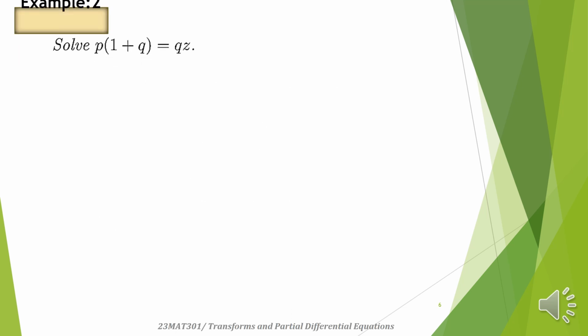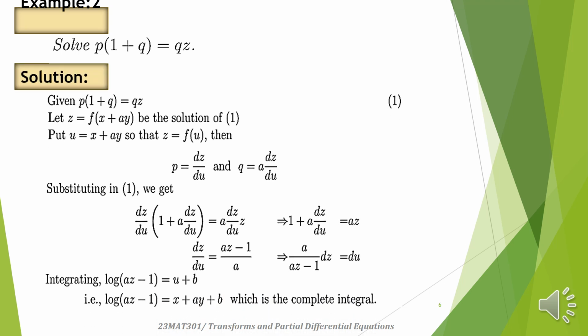Now next question, solve p(1 plus q) is equal to qz. So we know that z is equal to f of x plus ay. This will be a solution. x plus ay will be your u, and z is equal to f of u, and we know the value of p is dz by du and q is a into dz by du. We have to substitute in the above equation.